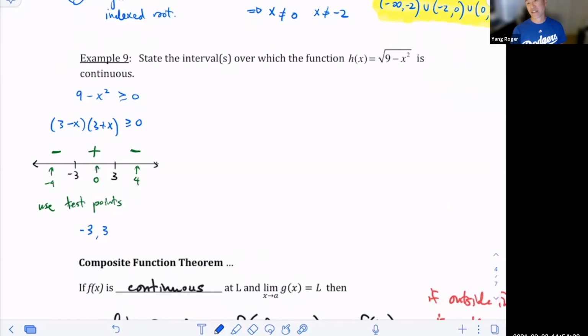The question that remains is, do I want to include the endpoints? And the answer to that question is, what is the square root of 0? Well, the square root of 0 is 0, right? Because 0 squared is equal to 0. So that means having a 0 inside the square root is okay. So having x equal to -3 and x equal to 3 is okay. So we're going to put square brackets around there.